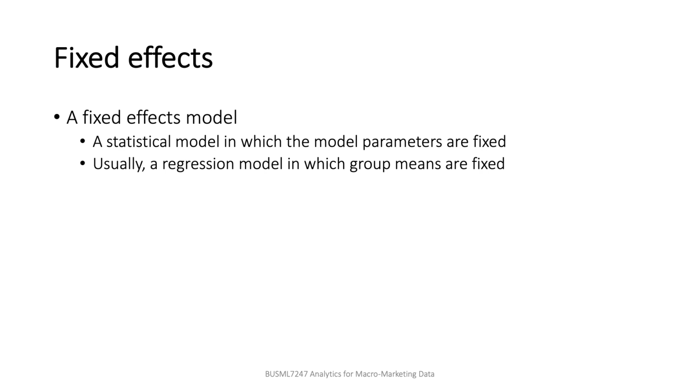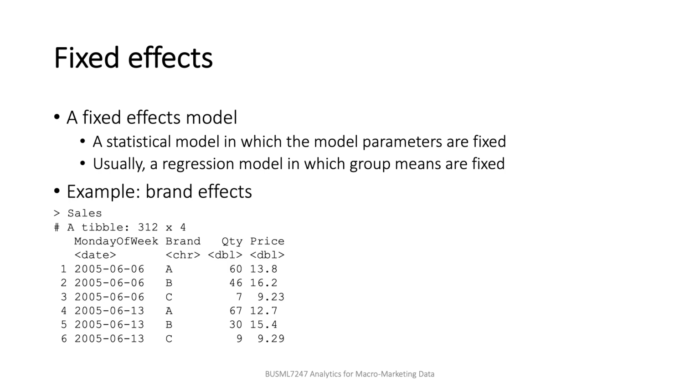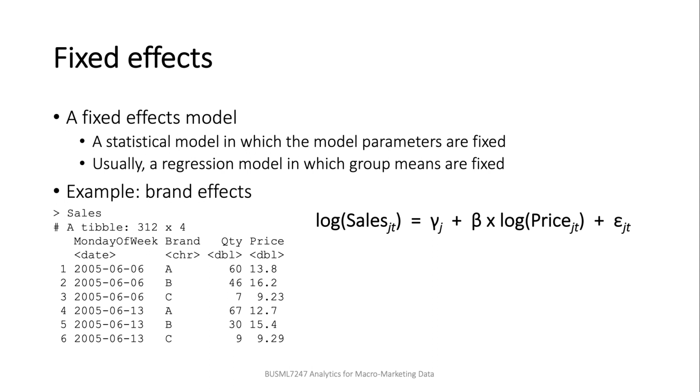Fixed effects. In general, if a statistical model has only fixed model parameters, then the model is called a fixed effect model. Usually, a fixed effect model is used to analyze data with several groups that have different group means. Here is an example. This is the Mr. Mistake and Ms. Perfect data. The data are two-dimensional, having sales and price information for each brand and week. A fixed effect model assumes that the mean or baseline sales varies across the brands.